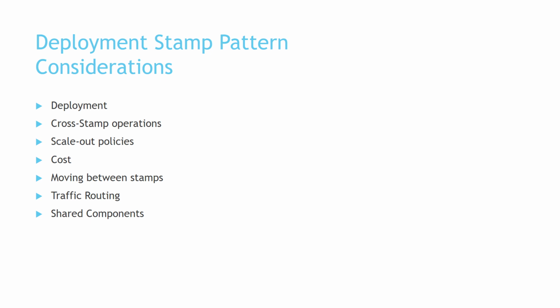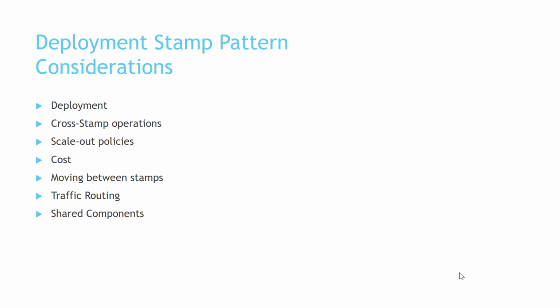Moving to the scale out policies. You need to keep an eye on each stamp individually and see the consumption of each stamp and the performance metrics. Then you can automatically determine when is the right time to provision a new stamp and then redirect the new clients to the newly created stamp.